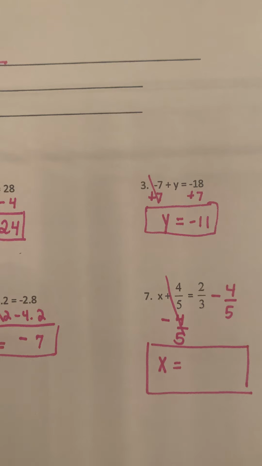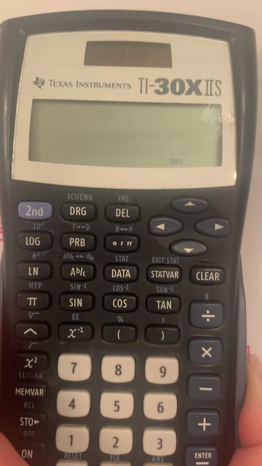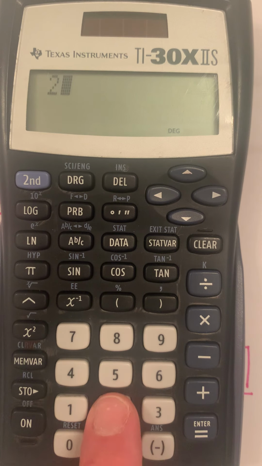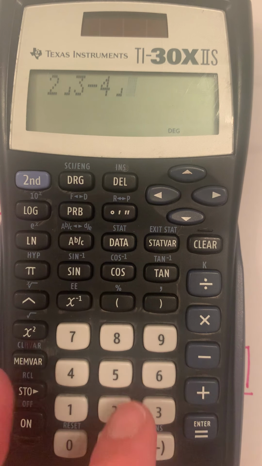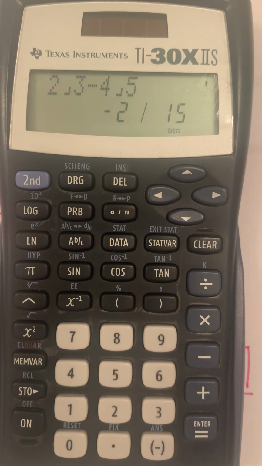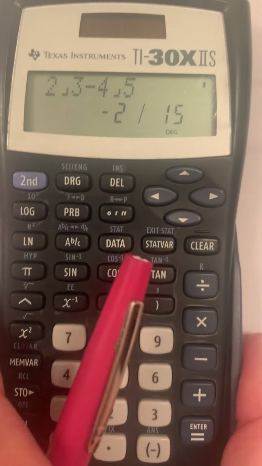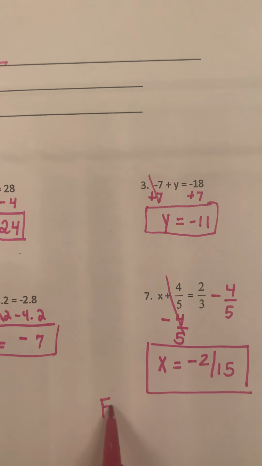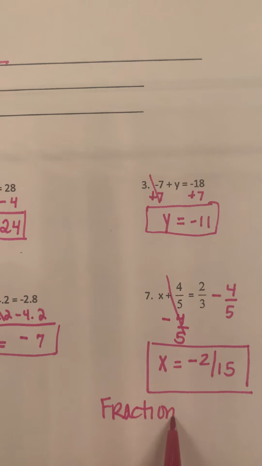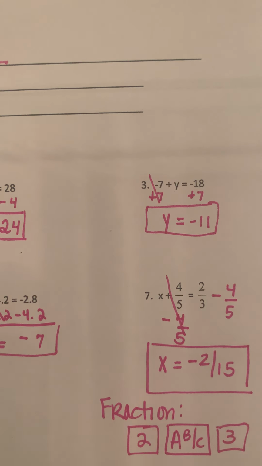So I'm going to show you how to do this in your new calculator. So we're going to do 2/3 minus 4/5. You want to hit the 2, and then you want to hit the ABC key, and then the 3. That gives you 2/3. And then you want to subtract the 4, this ABC key, 5, equals. And that gives you negative 2/15. So if you want to write a little note here for a fraction, for 2/3, you would do 2, then that ABC key, 3, and that would give you 2/3.